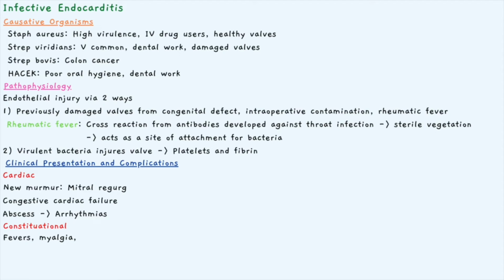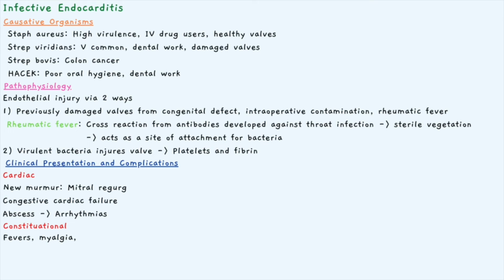So cardiac, you would have a new murmur, most commonly a mitral regurgitation murmur, so a systolic murmur radiating to the axilla. However, if there's a bicuspid aortic valve, you may have aortic regurgitation, and tricuspid regurgitation is almost always caused by IV drug use. You may also have signs of congestive cardiac failure, and if the abscess from the valve spreads to impact the electrical conduction system of the heart, you may get arrhythmias.